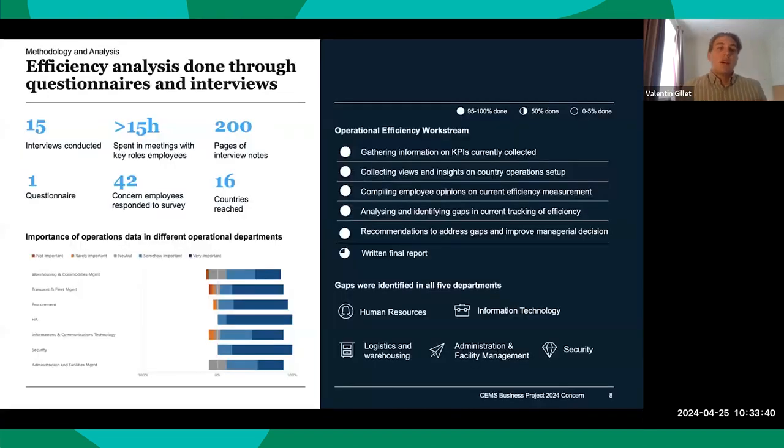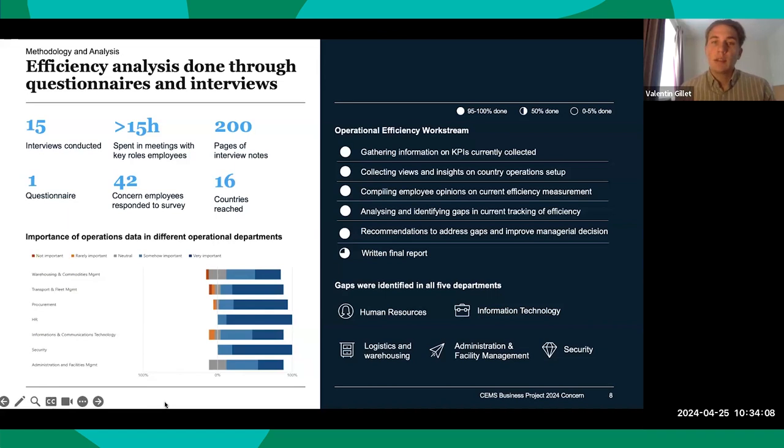Okay, what we did, we conducted a total of 15 interviews with members in key roles within Concern. We gathered a lot of data based on those interviews, over 200 pages, which we then had to analyze. Also, we sent out a questionnaire. So thank you to everybody who responded to this questionnaire. We got 42 responses, and we reached a total of 16 countries and people from all different kinds of roles.